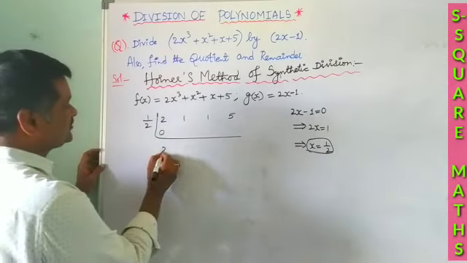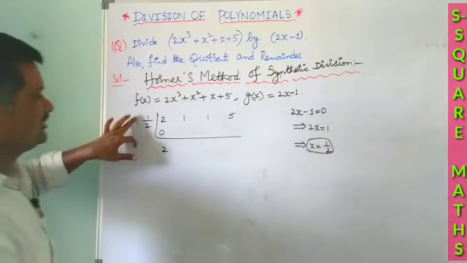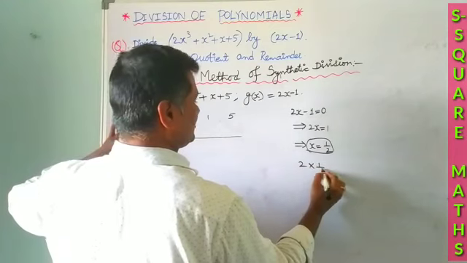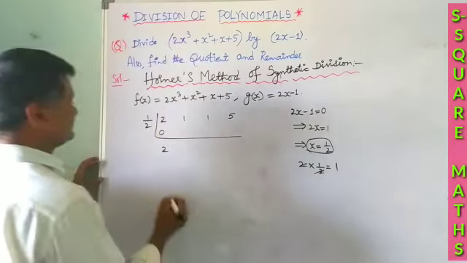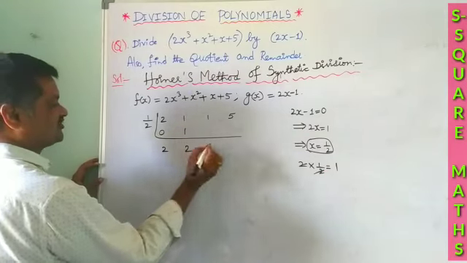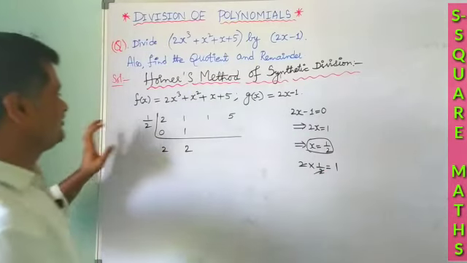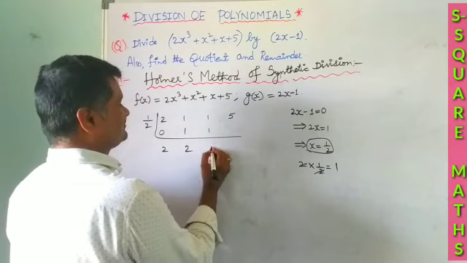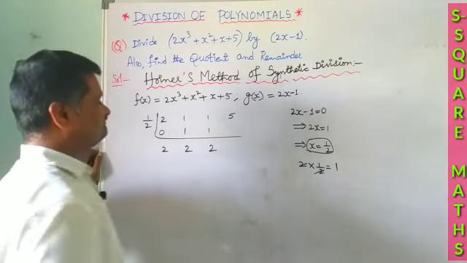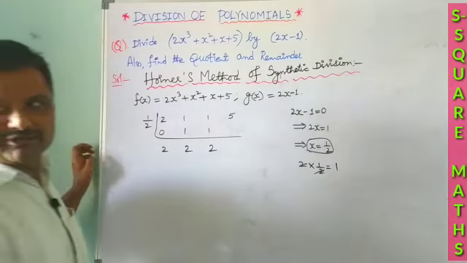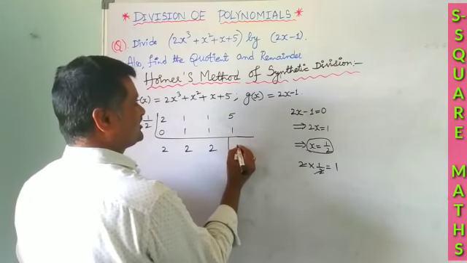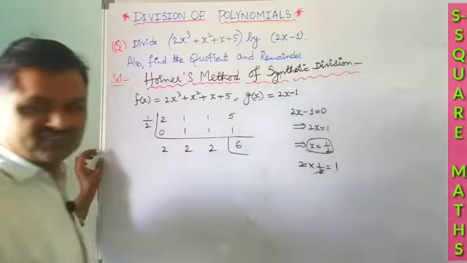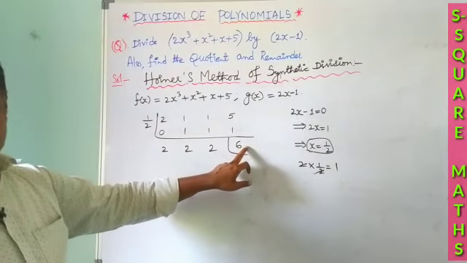So 2 plus 0 is 2, and 2 into 1 by 2 gives you 1. Again 1 plus 1 is 2. Same, 2 into 1 by 2 is again 1. 1 plus 1 is 2. Again 2 into 1 by 2 is again 1. And finally 5 plus 1 gives you 6. Here the remainder is 6.